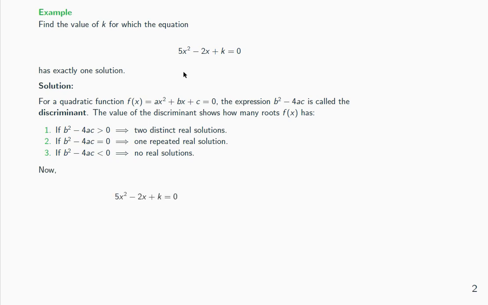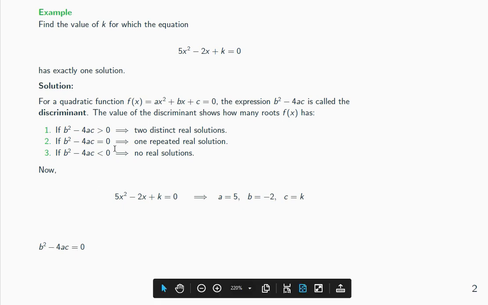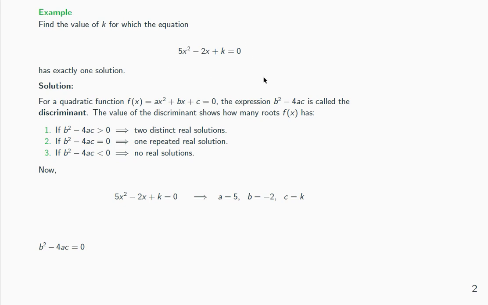So now, 5x squared minus 2x plus k equals 0 implies that the value of a, the coefficient of x squared, is 5. The value of b, so the coefficient of x, is minus 2. And then the constant term, c, equals k. So now substituting these into the discriminant, b squared minus 4ac equals 0. Again, we want the discriminant to equal 0, since we want this quadratic equation to have one solution.